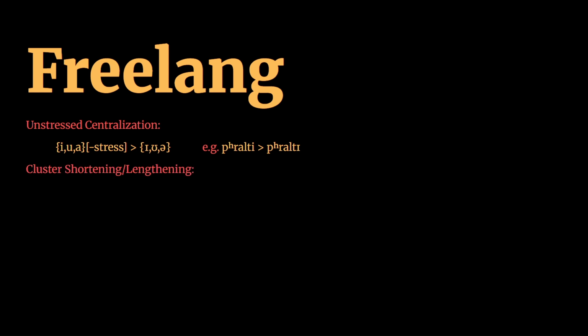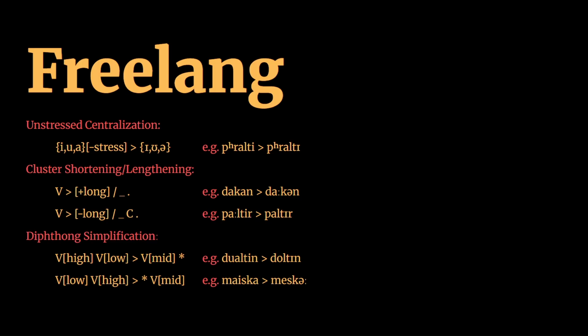So now we can move on to freelang, the language where we don't have a particular target in mind, we're just applying changes and seeing what sticks. We'll start with doing an unstressed centralization. So unstressed vowels are going to move a little bit more towards the center. They're going to be a little bit laxer, and they're going to be a little bit less distinctive. We'll also do a lengthening or shortening based on the presence or absence of clusters. I think we'll also just simplify diphthongs across the board, which is how we're going to get mid-vowels. I like mid-vowels, so I'm always looking for a way to add them in.